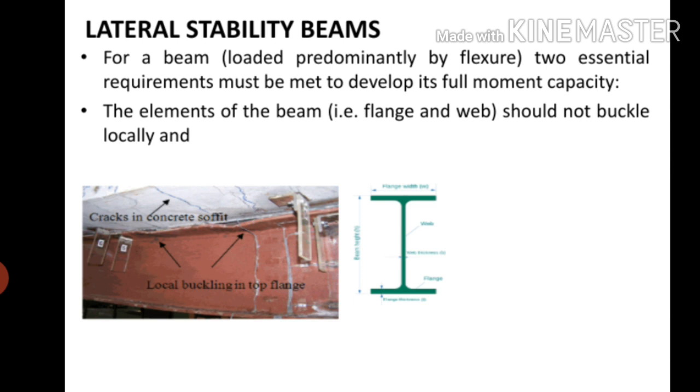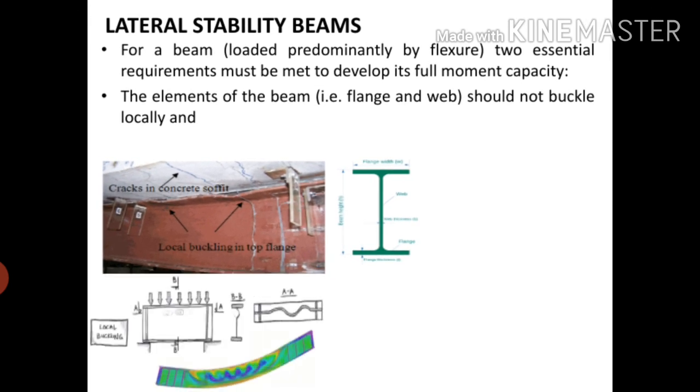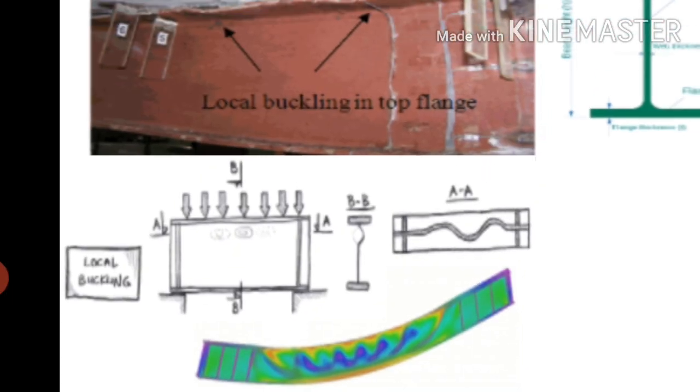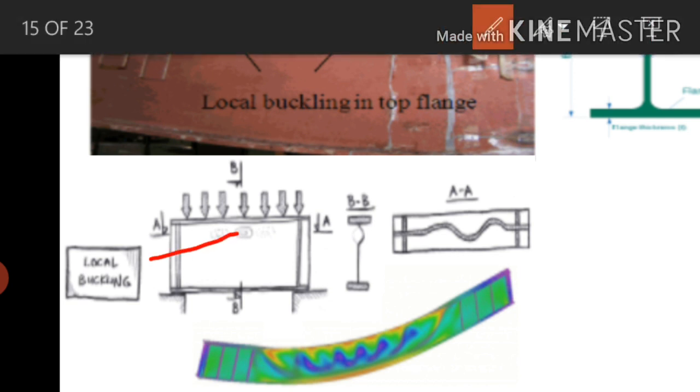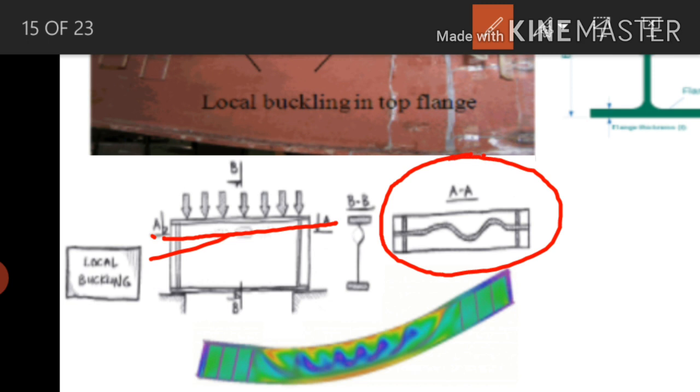Here it has buckled, that is, a flange element has buckled locally. So look at this another figure, you can clearly observe here. It is a local buckling. If this is the I section, I'll show you this one. So this is the I section. When this I section is subjected to loading, and if you cut here and look at the section, this is section AA. The flange can be seen like this, so it is locally buckled because of the flexure.